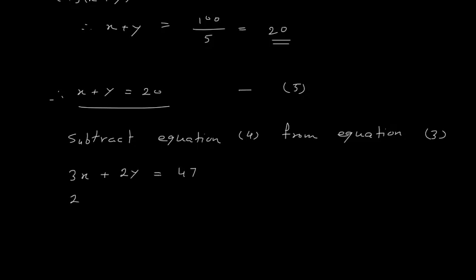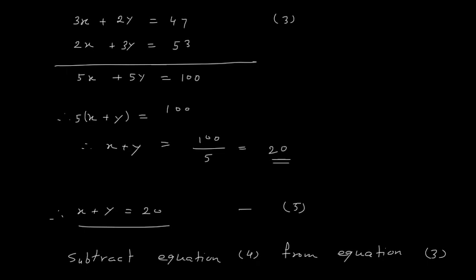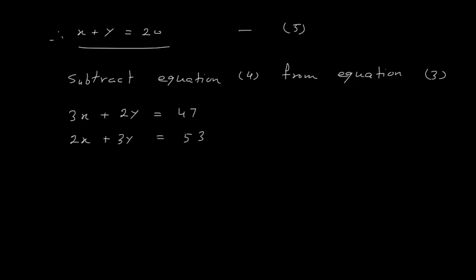And the next equation is 2x plus 3y is equal to 53. Equation 4 from 3: 3x plus 2y is 47, 2x plus 3y is 53. I have to subtract, so I will change the sign. Here 3x minus 2x is x, 2y minus 3y is minus y, is equal to 47 minus 53, which is minus 6. This is our equation number 6. Equation number 5 is x plus y is 20. Equation number 6 is x minus y is minus 6.